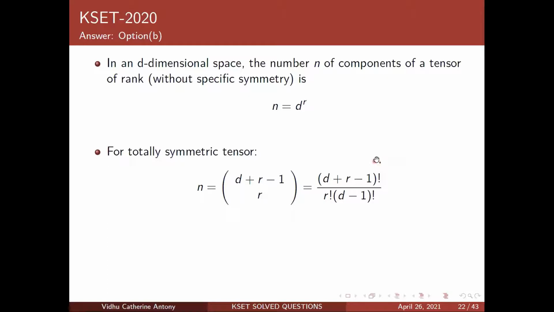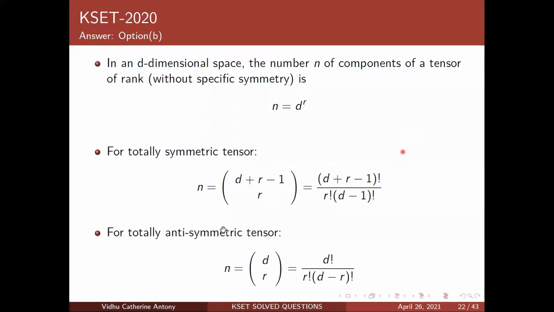Because you can write a tensor of rank 2 on paper. When it becomes a tensor of rank 3 or rank 4, you can't start writing it on paper, so this formula is for those kinds of problems that come up. And then for a totally anti-symmetric tensor, you have d factorial divided by r factorial into (d minus r) factorial, which is pretty much easier than the other one. So here you have d plus r minus 1. Here you just have d and r at the top.